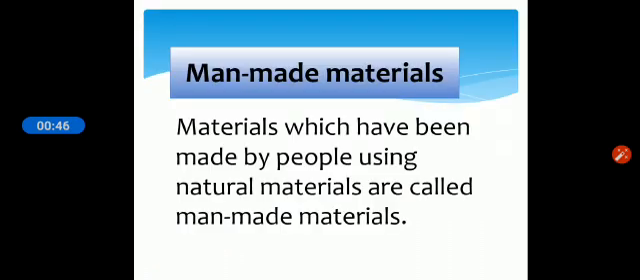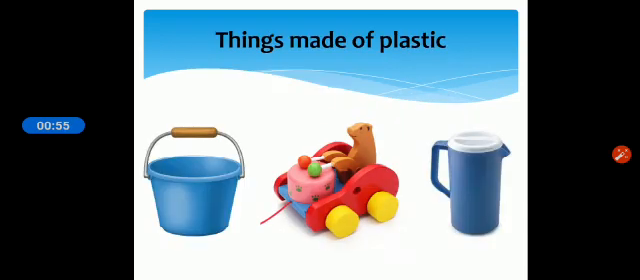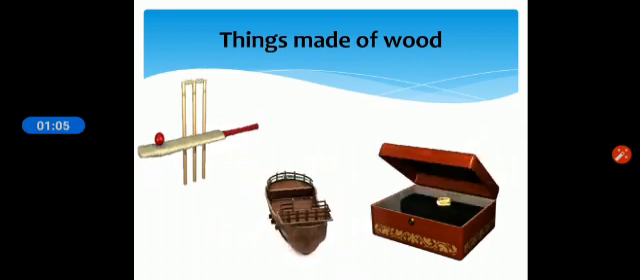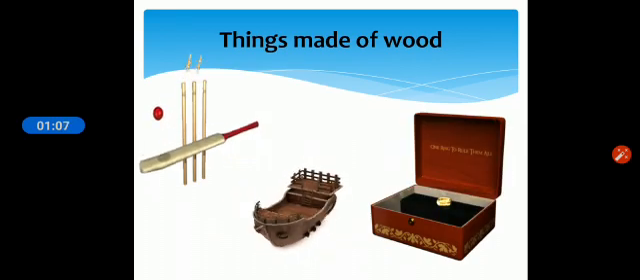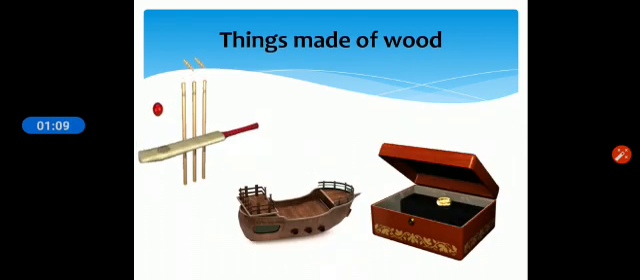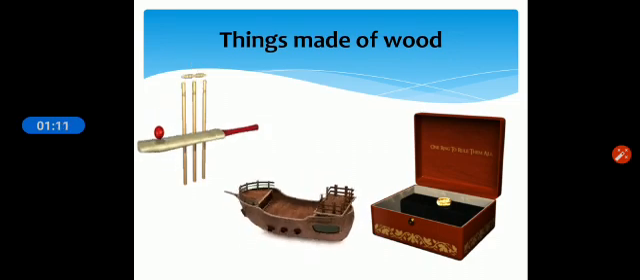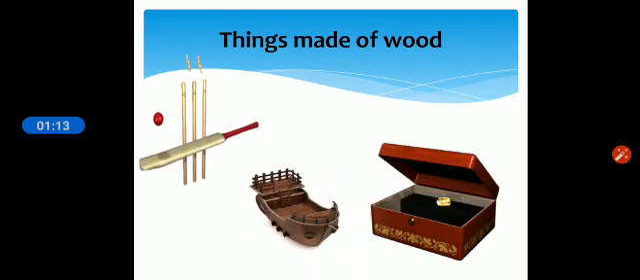Students, materials which have been made by people using natural materials are called man-made materials, such as things made of plastic. We make buckets, toys, and many other things from plastic. Wood is a natural material, but cricket bat, boat, and wooden box are the examples of man-made material.